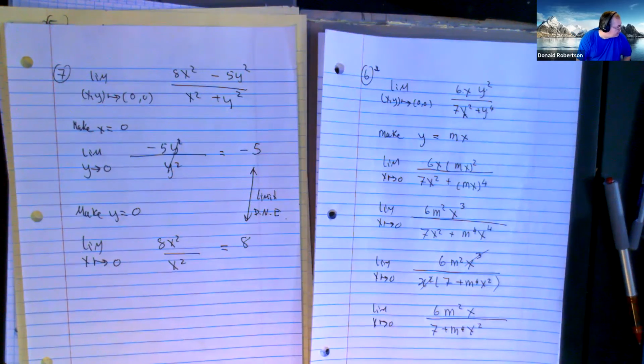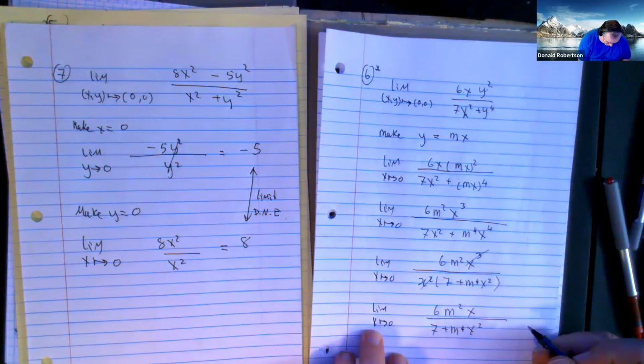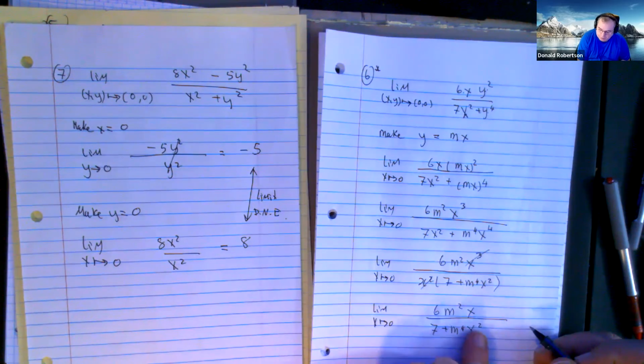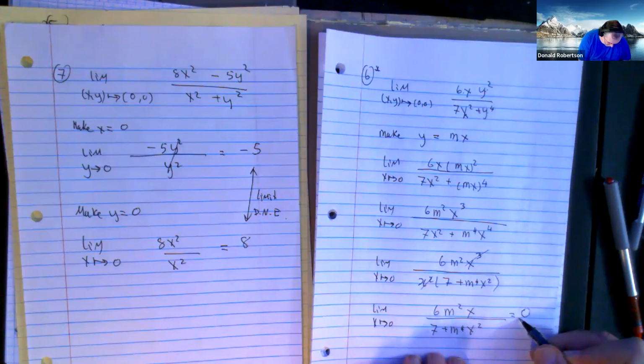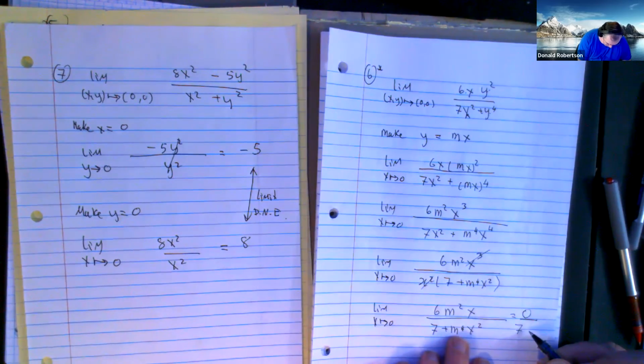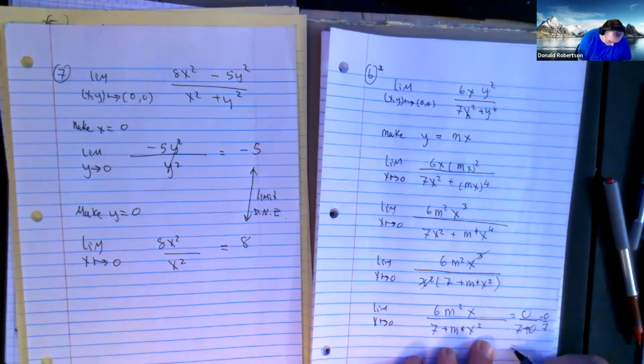Now, what does that become? Well, when x tends to 0, won't you get 6 lots of m squared times nothing is nothing? And won't you get 7 plus m to the 4 times nothing, which is just nothing? And isn't nothing over the 7 nothing?